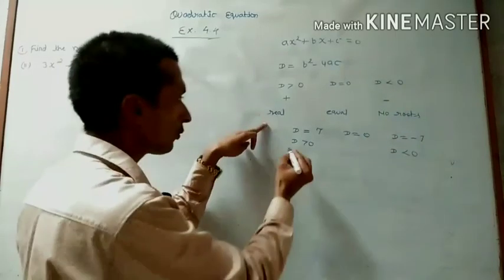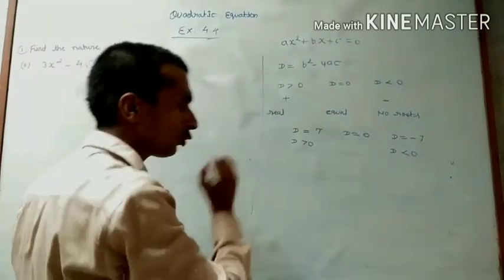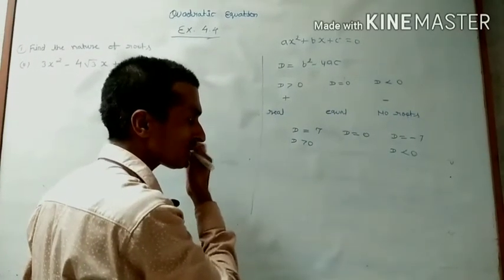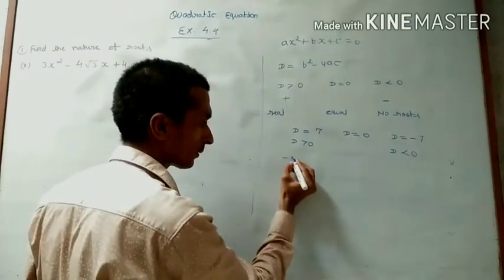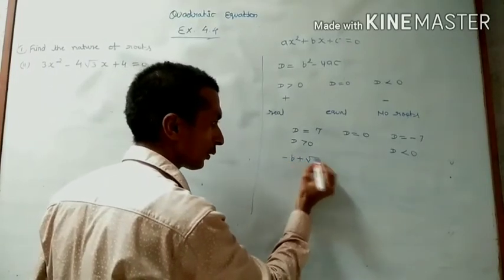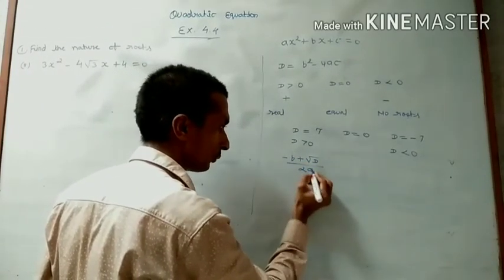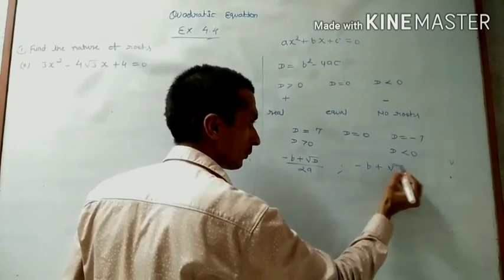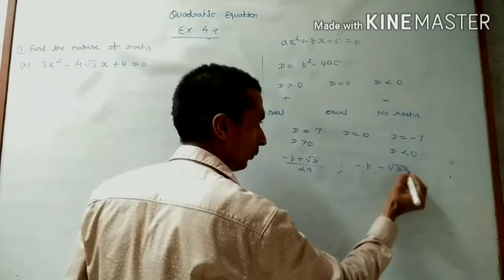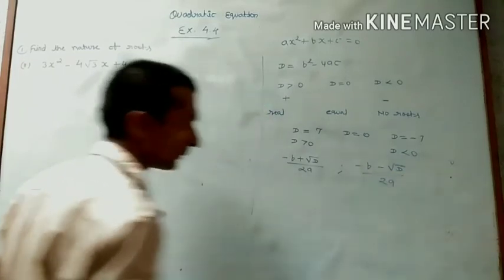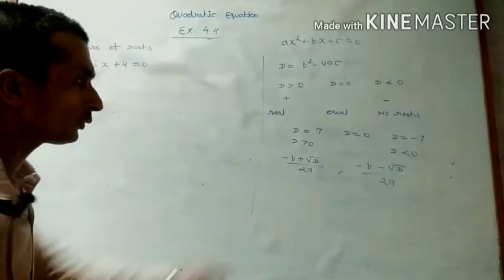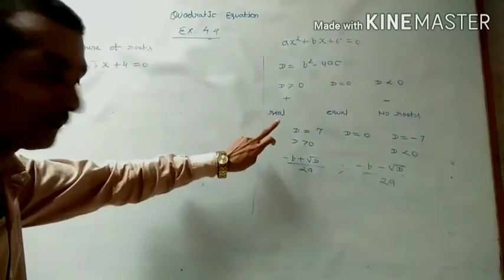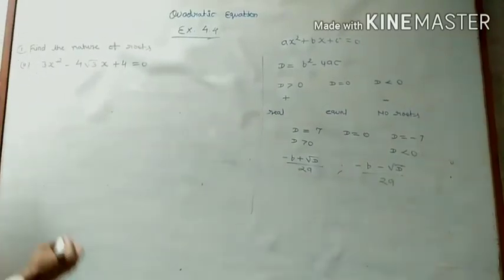If you have real roots, you have to find them. How to find? The formula is here. There are two values. The first root value is minus b plus under root D upon 2a. The second is minus b minus root D upon 2a. Okay. So by the help of this, you can find the two roots. So you can see this solution.